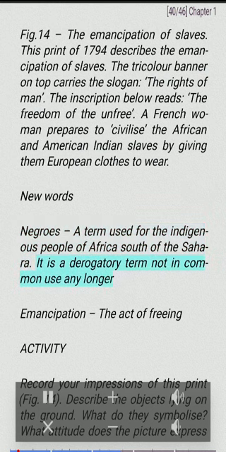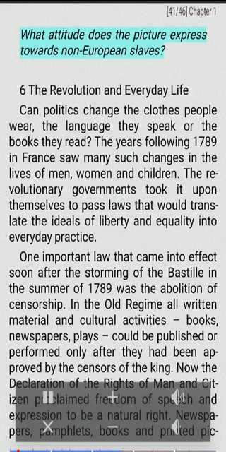New words. Negroes, a term used for the indigenous people of Africa south of the Sahara. It is a derogatory term not in common use any longer. Emancipation, the act of freeing. Activity. Record your impressions of this print, Fig. 14. Describe the objects lying on the ground. What do they symbolize? What attitude does the picture express towards non-European slaves? 6. The revolution in everyday life.